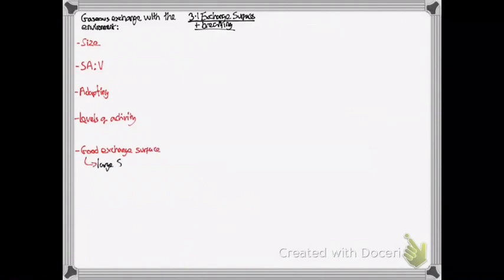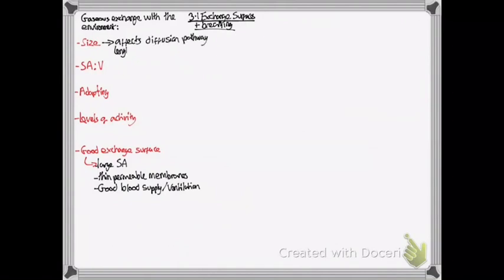Okay, so a good exchange surface is going to have a large surface area. It's going to have thin permeable membranes and a good blood supply. This good blood supply will help maintain steep concentration gradients. The thin permeable membranes help decrease the diffusion distance needed, and our large surface area provides more space for molecules to pass through, such as in root hair cells.